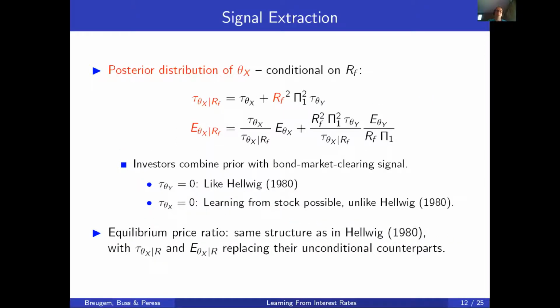Okay, so based on the interest rate, we can form posterior distributions of the stock random supply theta x. It's given by, so we have a tau term that is basically the posterior precision, and a term that is a posterior mean. The key point here is that the posterior precision of the random stock supply is increasing in the interest rate. It's again the same intuition that the noise in the bond equation is being dampened when the interest rate is higher. This model, interestingly, nests the standard Hellwig model. We can shut down learning from the interest rate by setting the precision of the bond supply to 0, tau theta y.